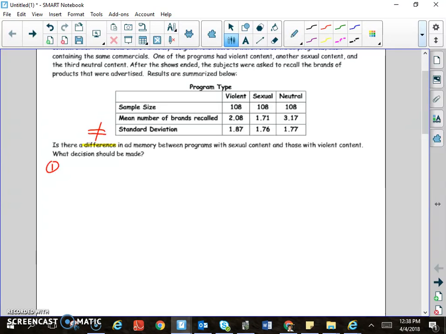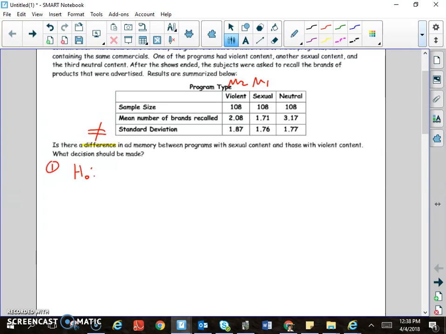So when you write out the first step, we can label these M1 and M2. I did the sexual content one first as M1 because that's what they mentioned first in the question, and then they mentioned the violent content one second, so I labeled that one as M2.